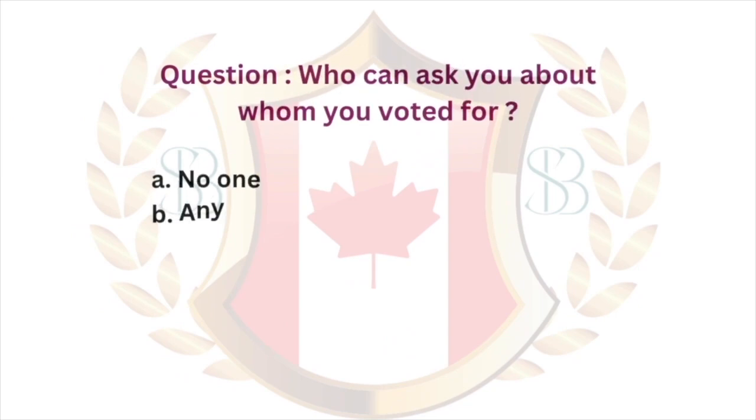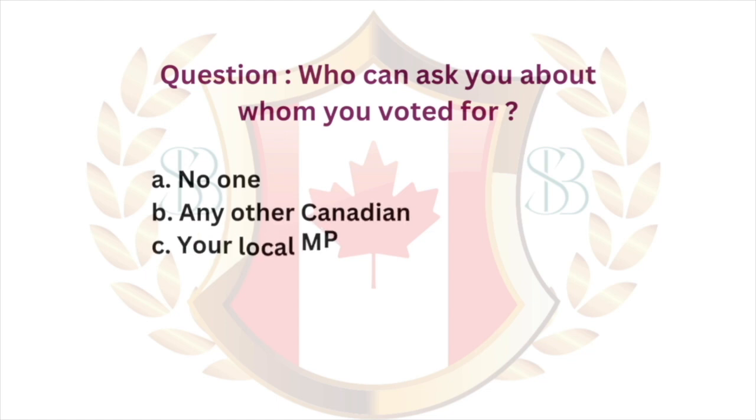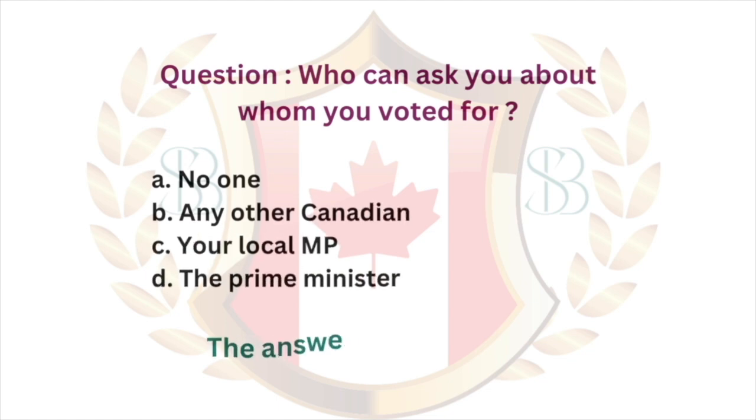Question. Who can ask you about whom you voted for? A. No one. B. Any other Canadian. C. Your local MP. D. The Prime Minister. The answer is A. No one.